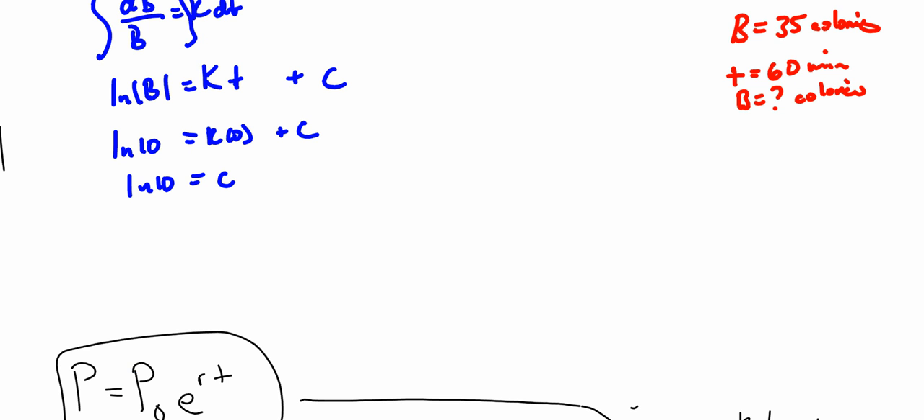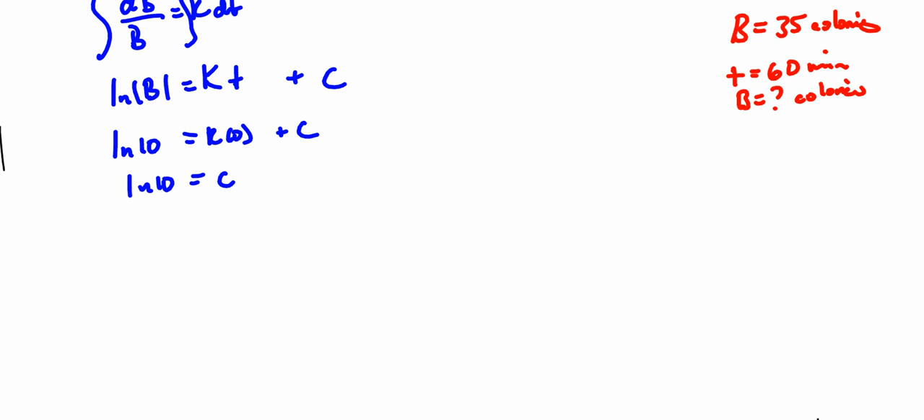Going from here, oopsies, let me get rid of that. I apologize. All right, so continuing on our mathematical journey, we now have the natural log of b equals kt plus the natural log of 10. So now from here, we're going to solve for b.